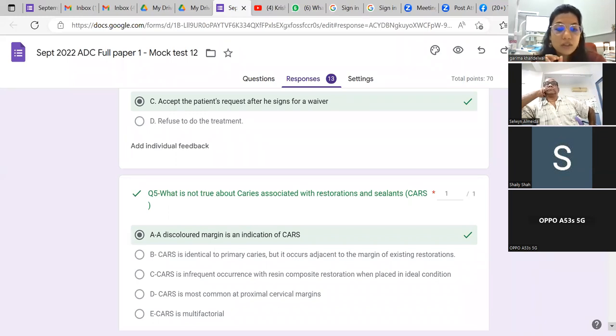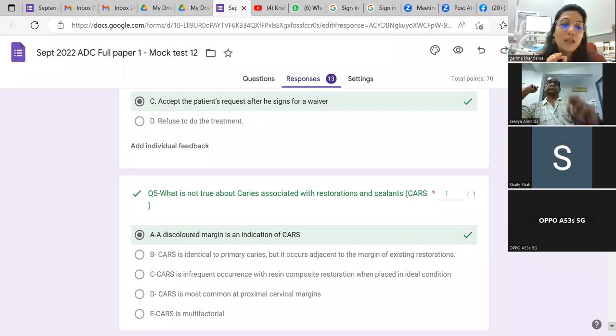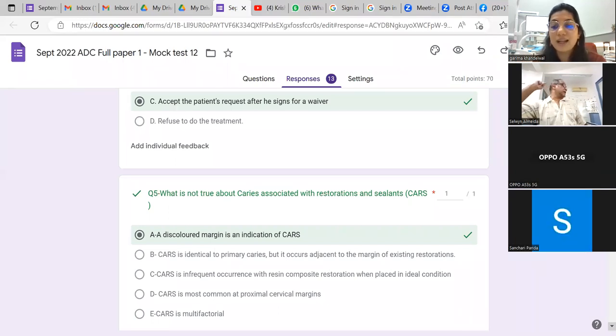Caries associated with restoration and sealants is identical to primary caries, but it occurs adjacent to the margin of an existing restoration. Is this statement correct? Yes, it is. CARS is an infrequent occurrence with resin composite restoration when placed in multiple conditions. That is also correct. CARS is most common at proximal cervical margins. Again, correct. They have not said it is the only place. They have said most common, which is true. CARS is multifactorial. Again, true.